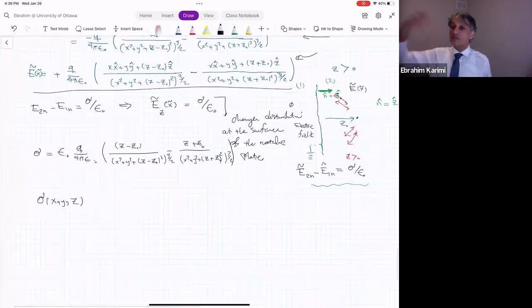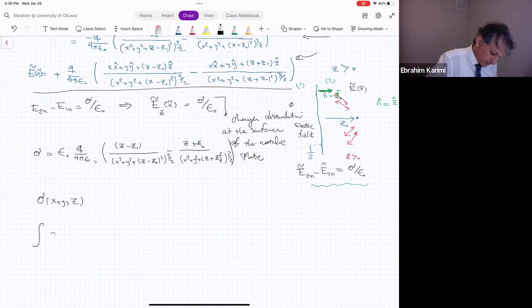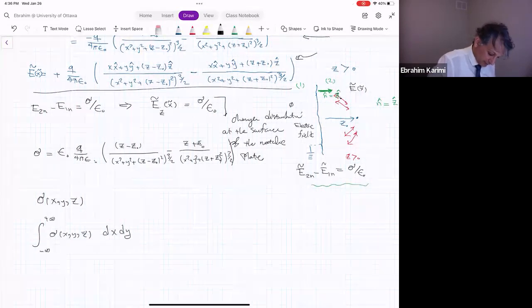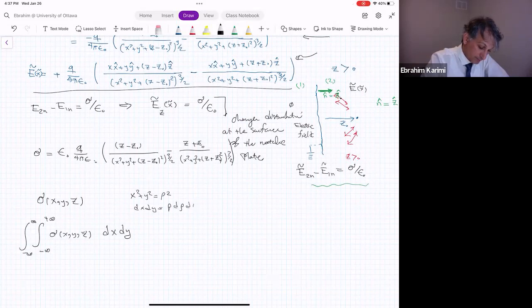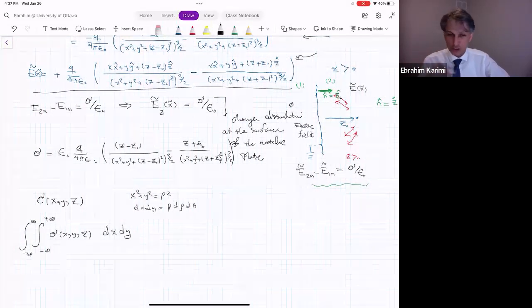We have to integrate it over the entire surface. So the integral of sigma x, y, and z on the surface. Remember, that's on the surface, which means dx, dy from minus infinity to plus infinity. Do that as an exercise, okay? My recommendation is transferring this into cylindrical coordinates. So x squared plus y squared will be equal to rho squared, and dx dy will be equal to rho d rho d theta. The integral over theta is 2 pi because it is invariant, and that can be simplified just by change of variable.